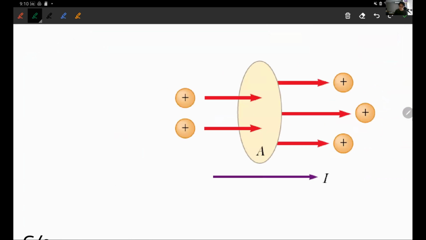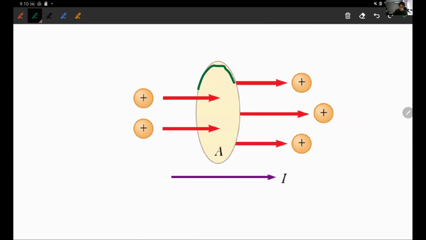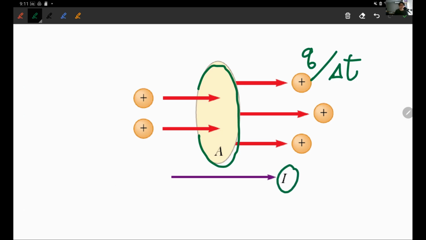You just draw a surface, and then you count how much charge is going through. You can think of this like a window, or like a gate: how much charge is actually flowing through the gate. If you count the amount of charge flowing through and divide it by the amount of time it takes, then you can quantify the magnitude of the flow.